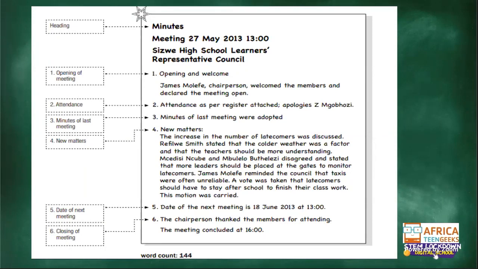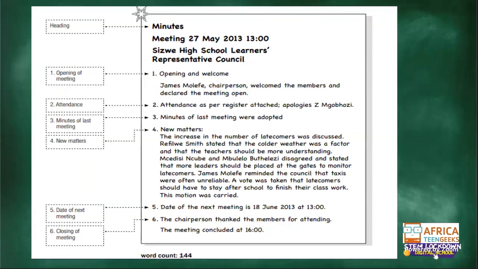So basically, with point number 4, new matters, you write down the new points that are discussed in the meeting. You write these points down in past tense. No, Zit Mkobozi is the person who is absent. By apologies, they mean that Zit Mkobozi mentioned before the meeting that she will not attend the meeting. Yes, Lionheart, he was absent.